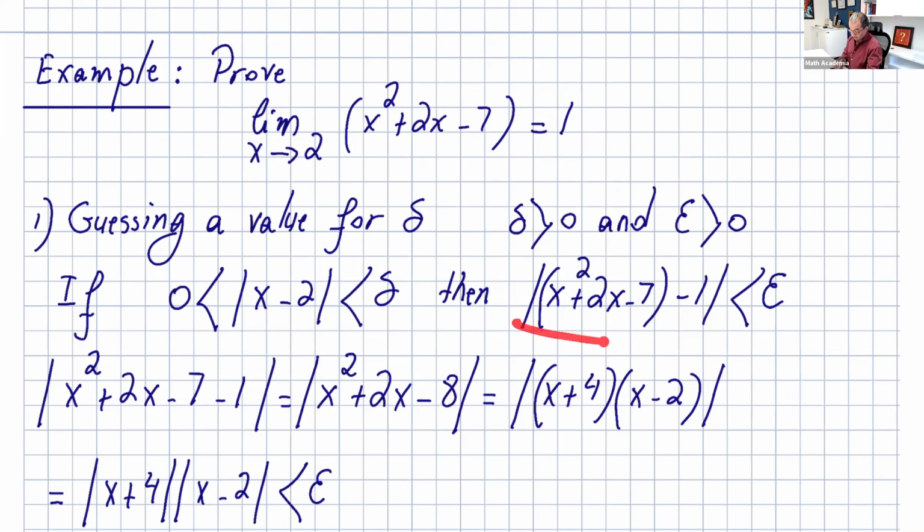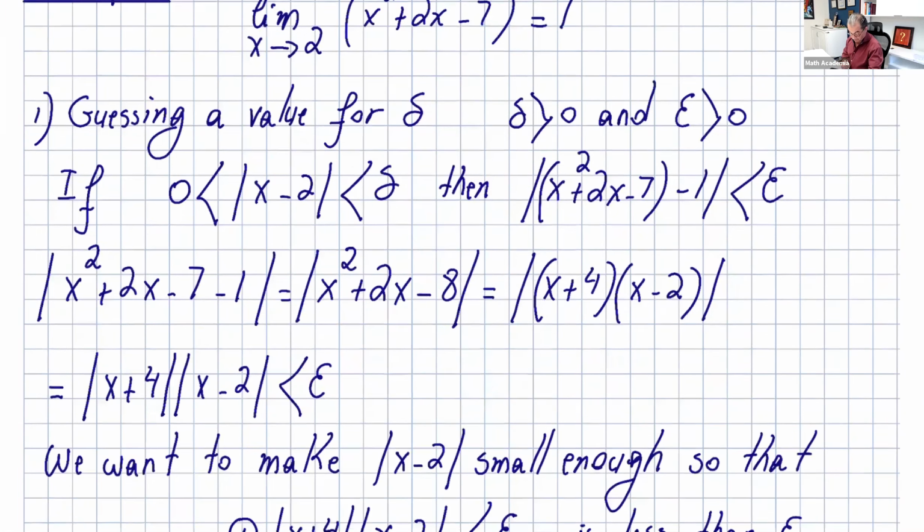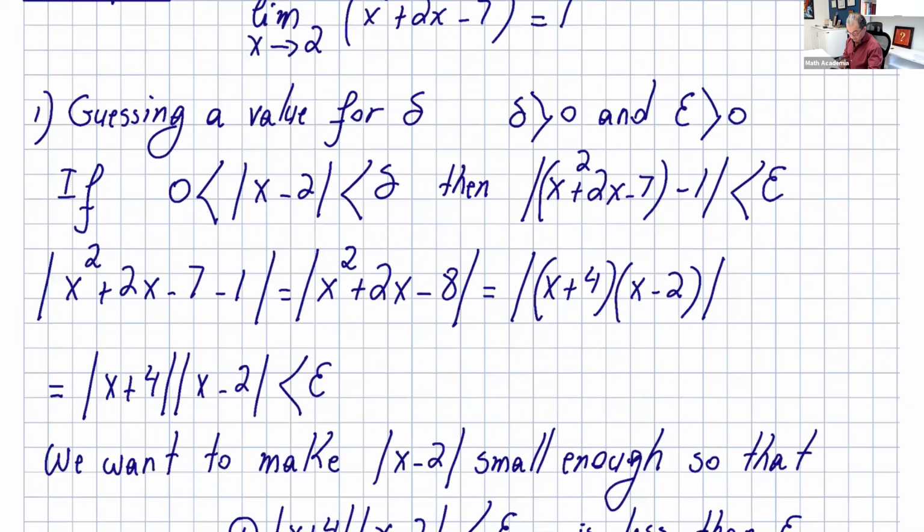So let's start with that. The absolute value of x squared plus 2x minus 7 minus 1 is the same as the absolute value of x squared plus 2x minus 8. You can factor that by writing (x plus 4) times (x minus 2). So we can say the absolute value of (x plus 4)(x minus 2) is less than epsilon.